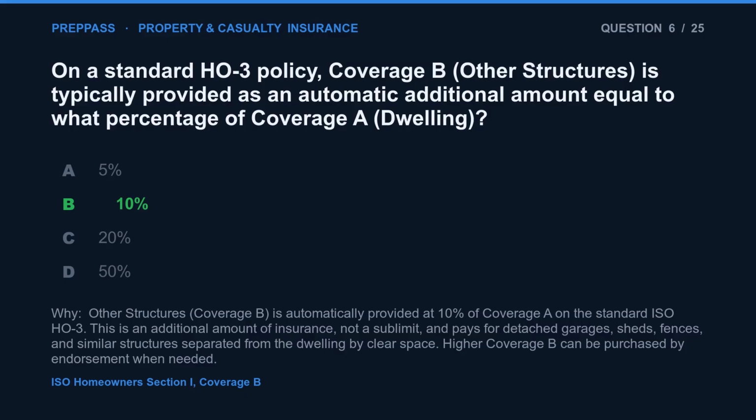The correct answer is B. Other structures, coverage B, is automatically provided at 10% of coverage A on the standard ISO HO3. This is an additional amount of insurance, not a sublimit, and pays for detached garages, sheds, fences, and similar structures separated from the dwelling by clear space. Higher coverage B can be purchased by endorsement when needed.